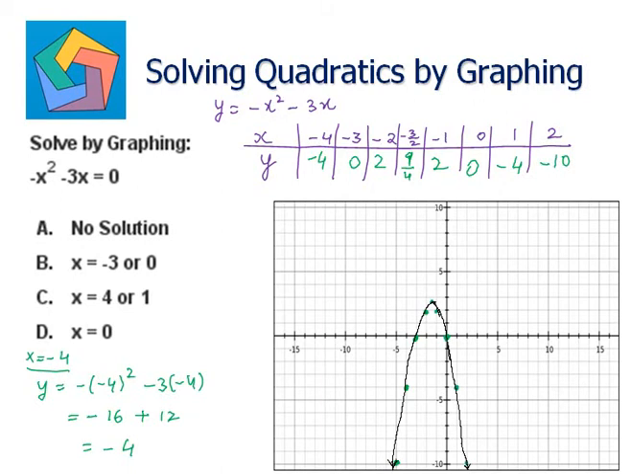So this is the graph for y is equal to minus x squared minus 3x, and this graph is intersecting the x-axis at this point and this point, which is 0, 0 and negative 3, 0. So x is equal to 0 and negative 3 become the solution, which is the answer in the B part.